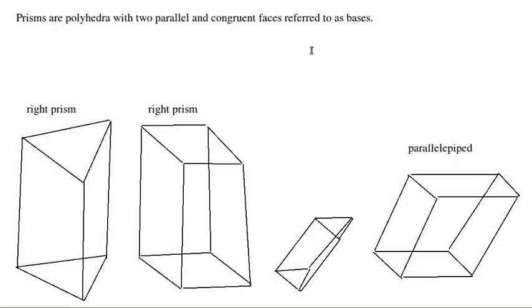Now, if the parallelogram bases are lined up vertically such that the other faces are perpendicular to those bases, then those are referred to as rectangular parallelepipeds. So the second prism from the left, the right prism, is also a rectangular parallelepiped. All right?